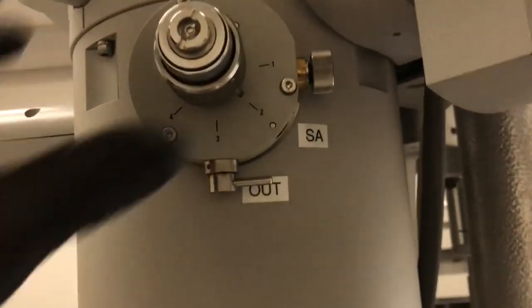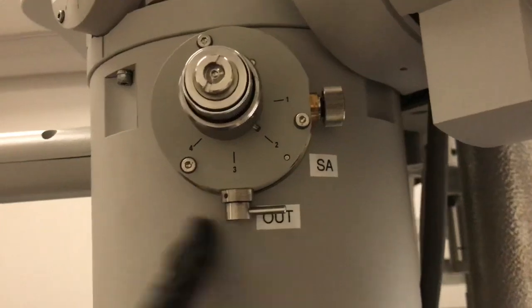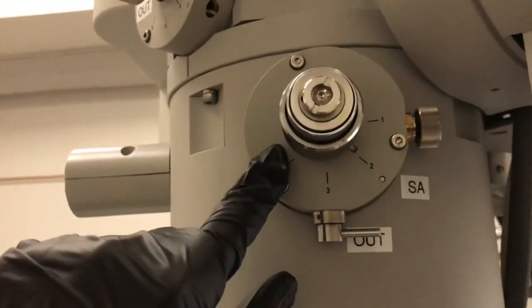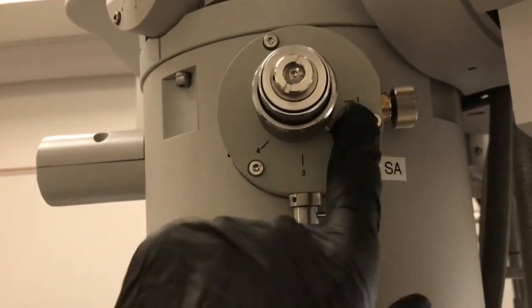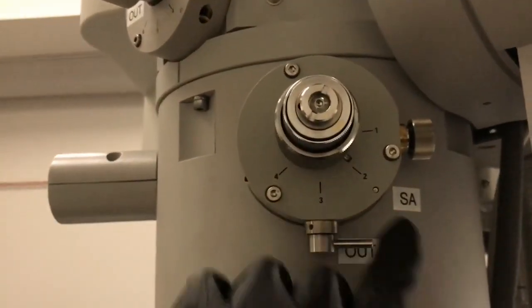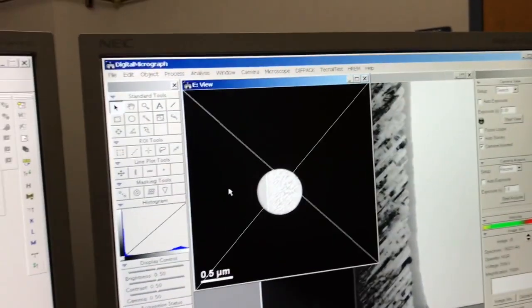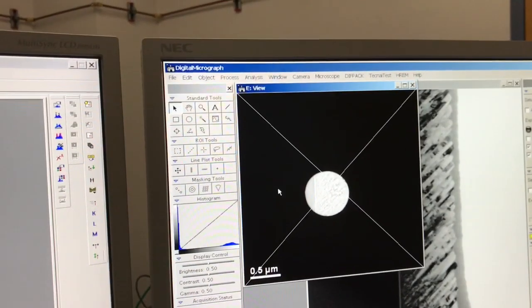This has 4 different settings. It works a little differently than the other aperture strips, because it has an in-out flip bar here. So 4 is the biggest, then 3, 2, and 1. 1 is the smallest. So if I flip this from out to in, and I come back here to the image, you can see what's happened.